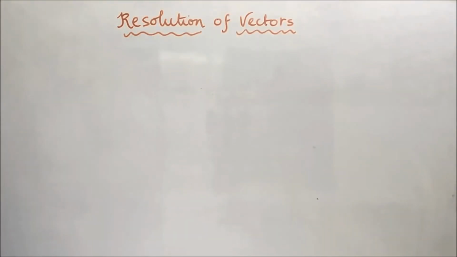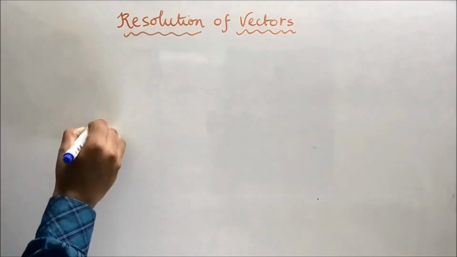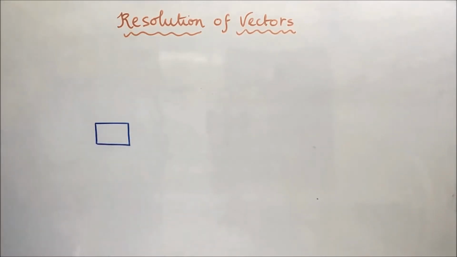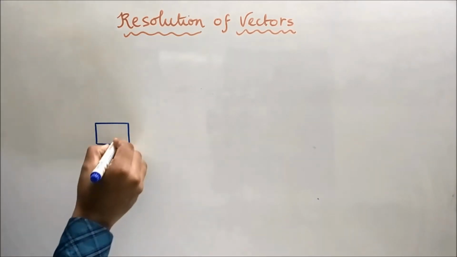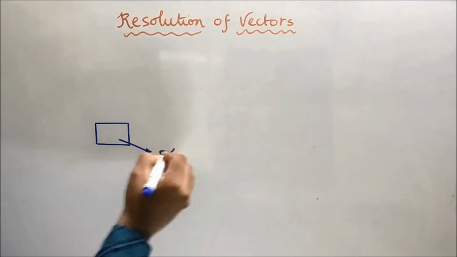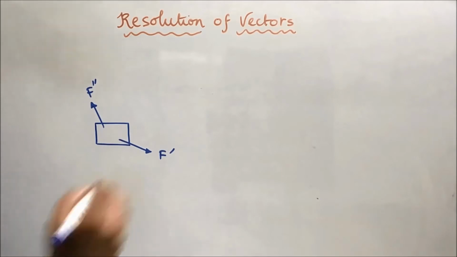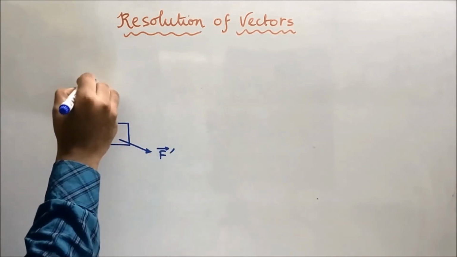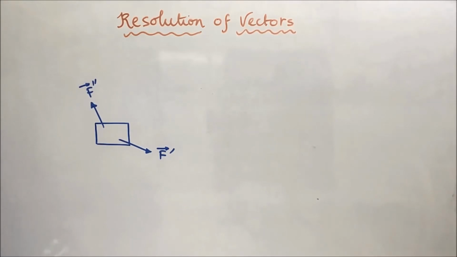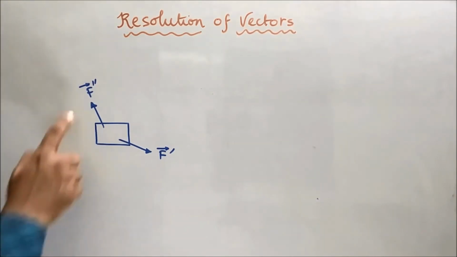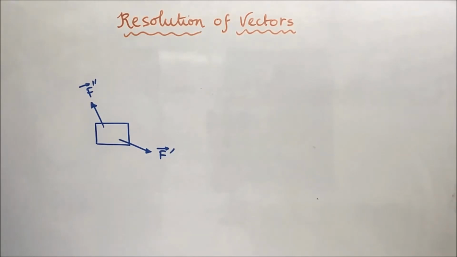Let us understand this concept with a simple example. Let's say there is a block on which two forces, say F dash and F double dash, are acting simultaneously. As we know, forces are vectors, so let us write them with an arrow on the top. Since these two forces are acting on the block simultaneously, in which direction will the block move? The block will move along that direction along which the resultant or the effective force acts.